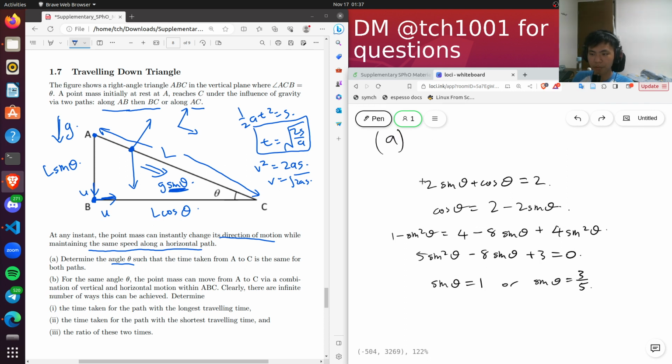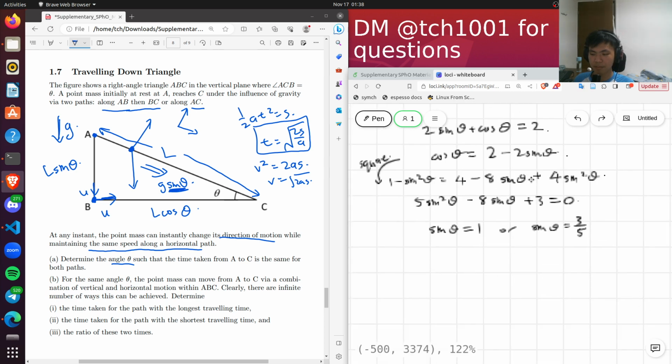So I'm gonna rearrange the equation into cosine theta equals to 2 minus sine theta, and now we can make use of the fact that if I square both sides, then cosine squared theta is equals to 1 minus sine squared theta, and the right hand side I just expand it out, and then now I'm going to get a quadratic equation in terms of sine theta, right? And then solving for the roots, I get these two. So this gives us two solutions.